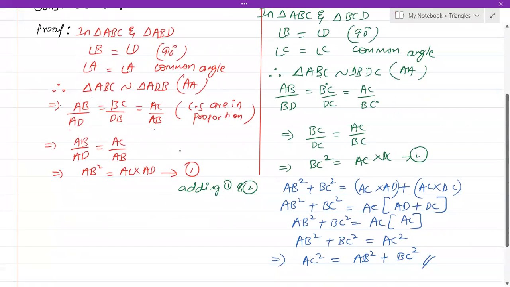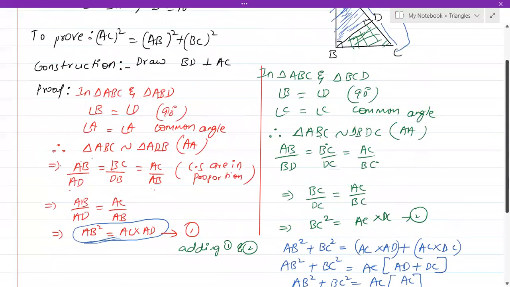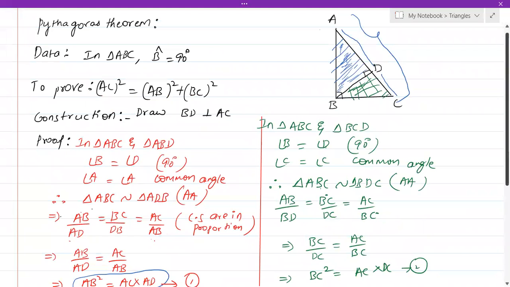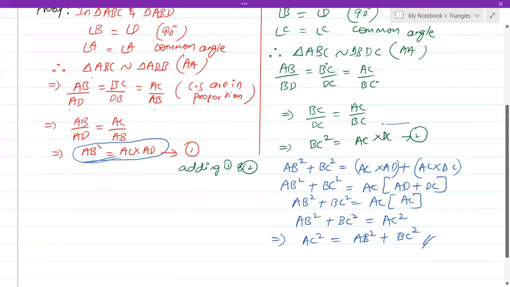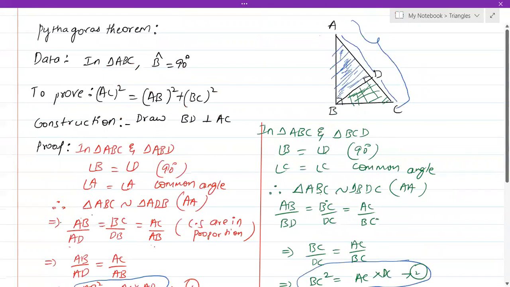Once you prove similar, we'll get equation 1, because corresponding sides are in proportion. If we do the same thing for the other triangle, the green color shaded, and the bigger triangle, if you prove the triangles are similar, we get equation 2. The third step is adding equation 1 and 2, we get the required result. So we can remember this theorem in a very, very easy way, and it's a very, very important theorem.